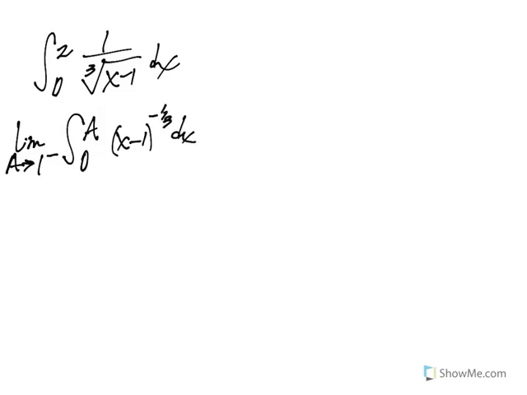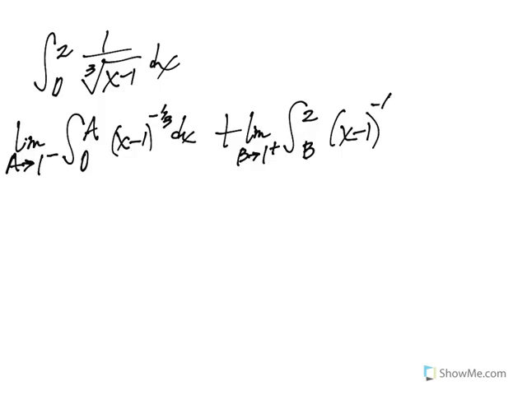I might as well get rid of the quotient while we're at it. I'm then going to add this to the limit as, say, b approaches 1 from the right-hand side. And again, I'm coming in from the right because I'm approaching it from the 2 side. Again, it is the same antiderivative dx. All right, here we go. This will allow me then to very carefully examine the behavior of the area on either side of my vertical asymptote.